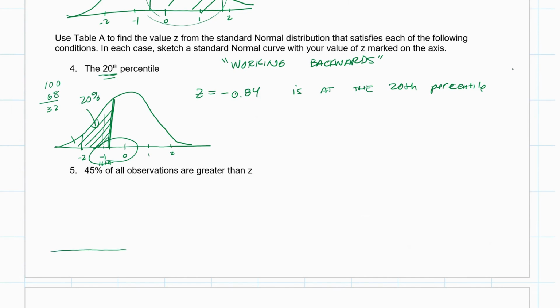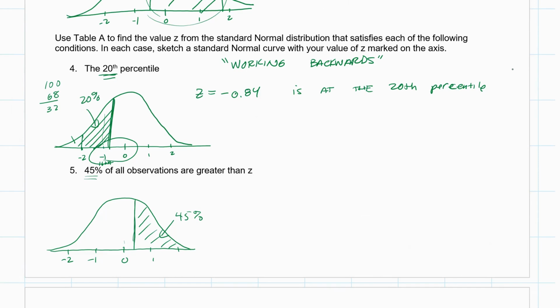Let's try this again. Draw the distribution, 0, 1, 2, negative 1, negative 2. We want a value of z where 45% of all the observations are above it. Well, 50 is right at 0, so 45 is like right in here, I think. Okay? And there's the 45% that's above it. Okay, now here's something tricky.